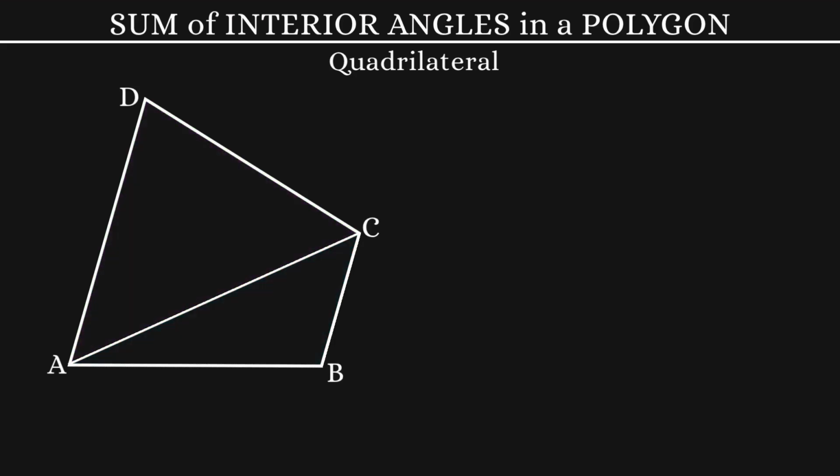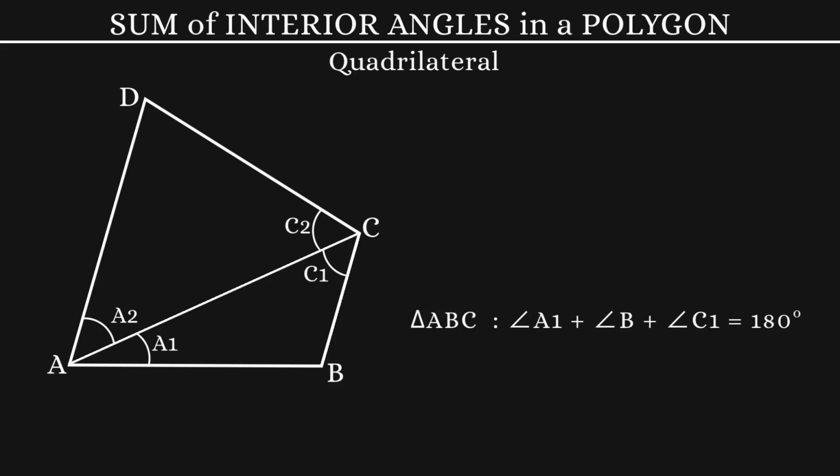Now, let's say angle A is split into two angles A1 and A2. Similarly, angle C is divided into C1 and C2. So, in the triangle ABC, the three interior angles A1, B and C1 add up to 180 degrees. And then in triangle ACD, angle A2, angle C2 and angle D add up to 180 degrees.